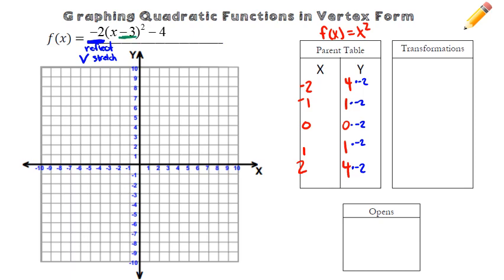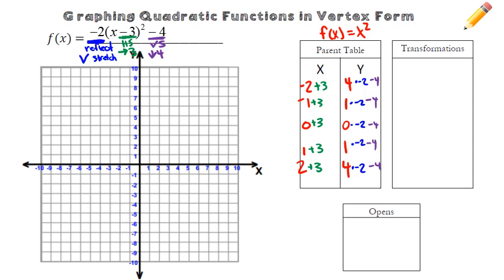We then have a -3 horizontal shift, so that means I'm going to the right 3. So I'm going to add 3 to every x value because it's horizontal shifts. And then for my -4, that's my vertical shift, which means down 4. So I'm going to subtract 4 from every y value.